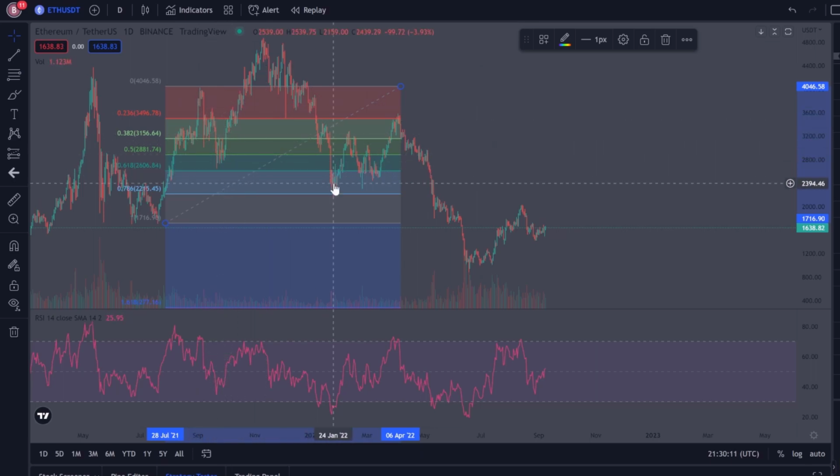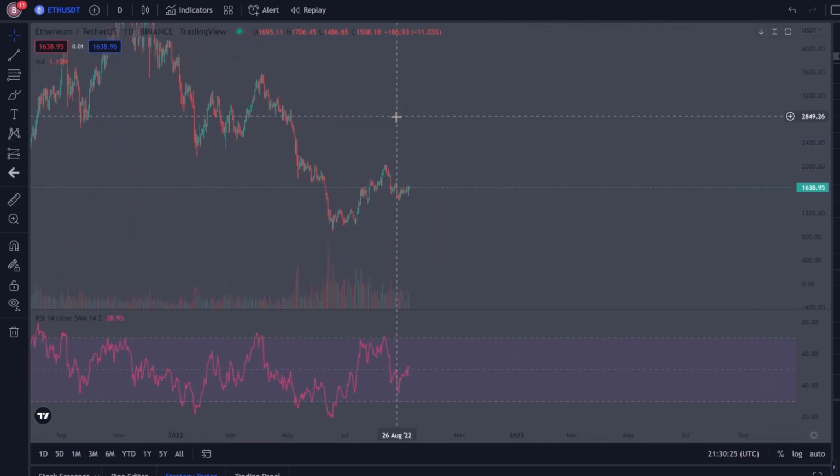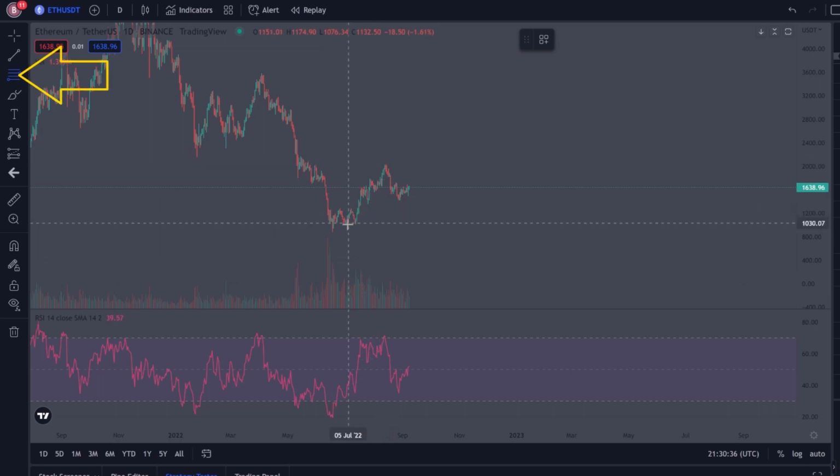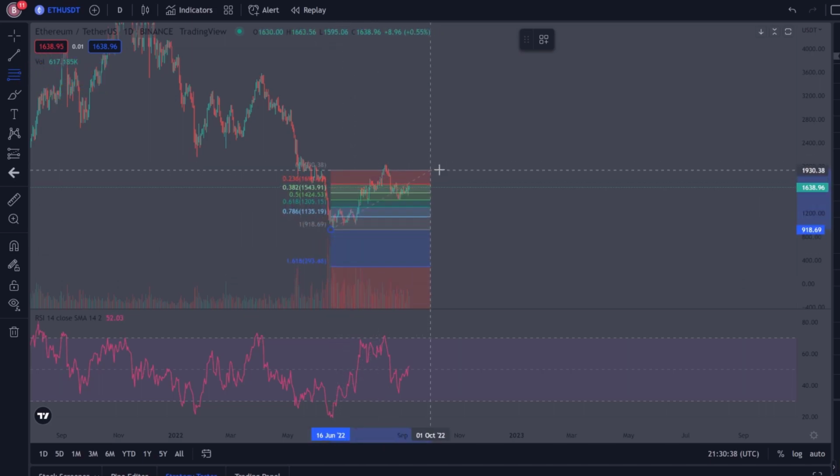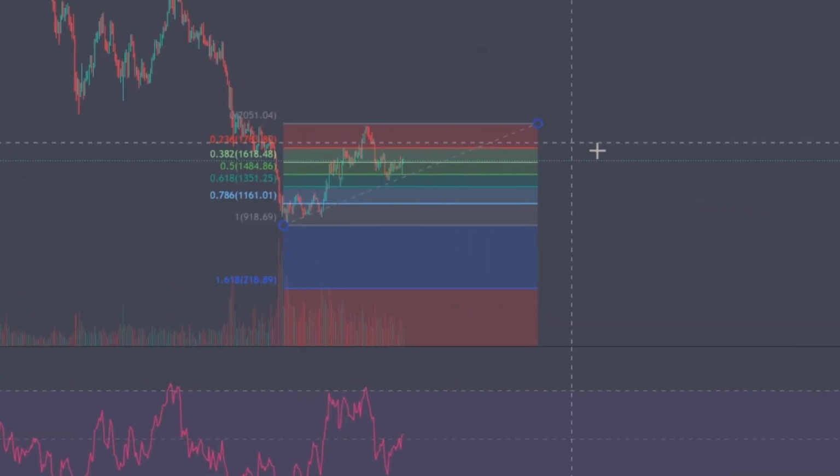If it were to penetrate that level, we could see in the next move over here that it would just be the signal of a continued downtrend, and in that case we would have to trade it accordingly. Now let's remove that one off of the chart and look at another example. Let's look at Ethereum as of the move starting around mid-June. So again, click on the Fibonacci retracement tool, click on the swing low, all the way to the swing high, and let's have a look.